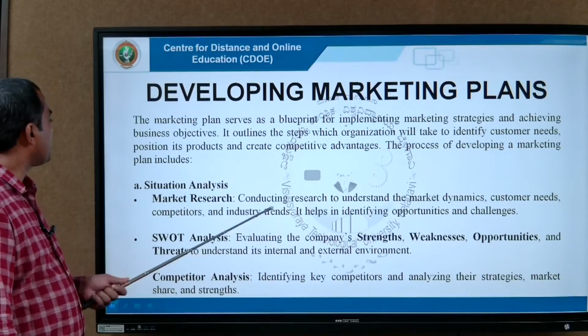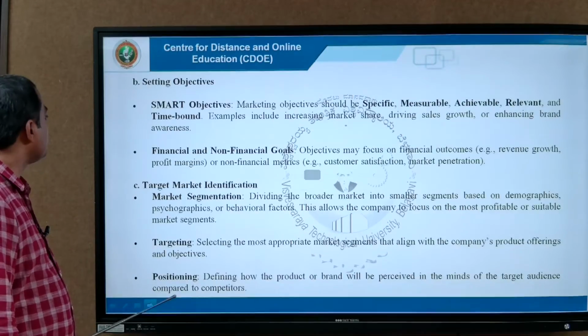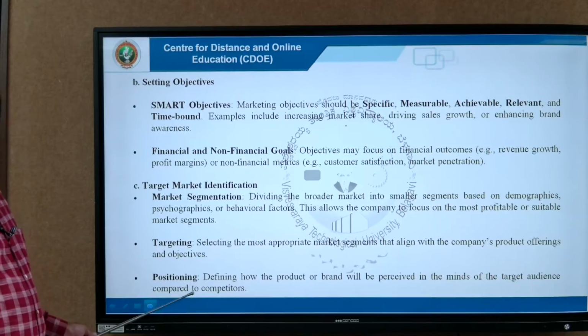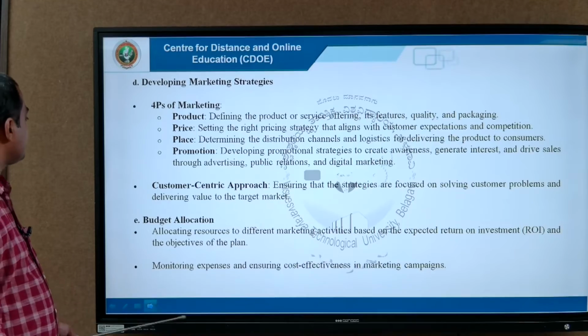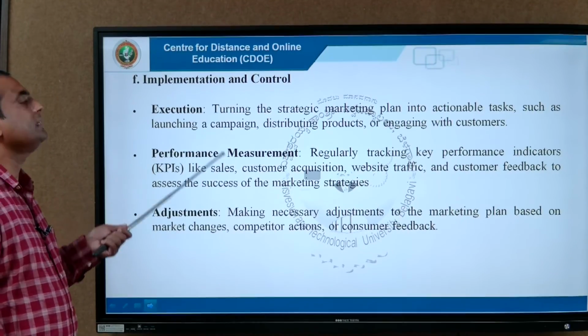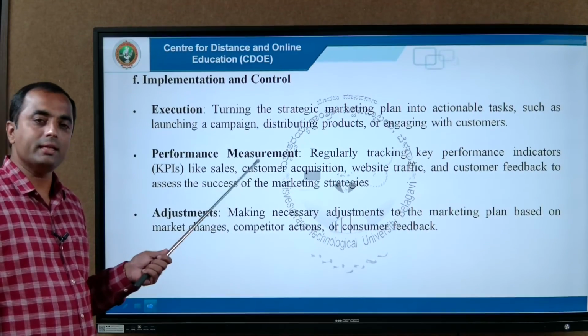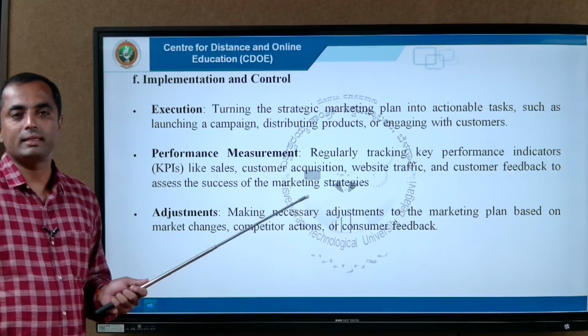In developing a marketing plan, these are the steps. One is the situational analysis, then setting the objectives, then target market identification, developing marketing strategies, budget allocation and implementation and control. These are the various steps which are involved in the process. Thank you. Rest of the things we'll take in the next session.